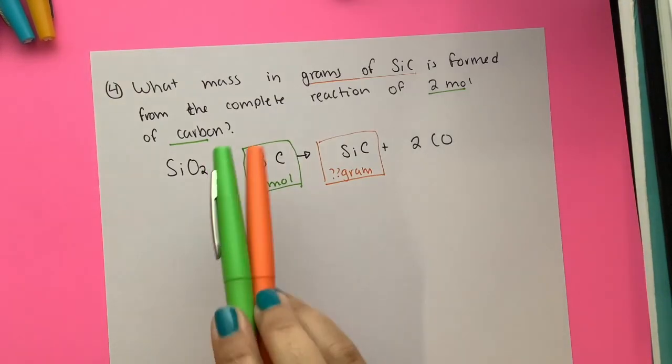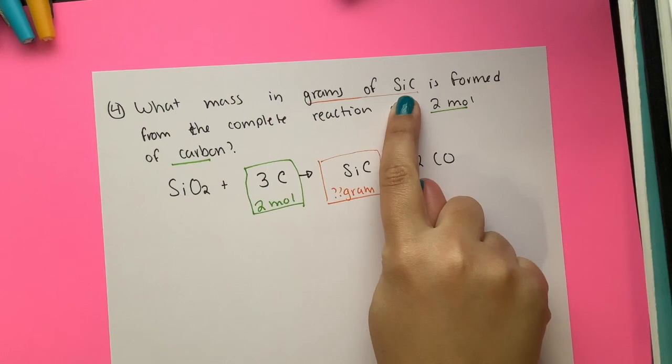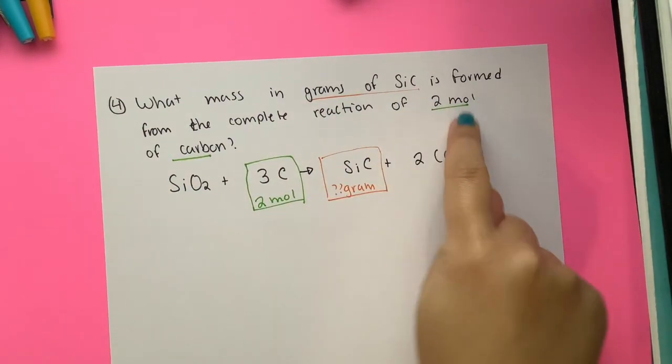Problem 4 says what mass in grams of SiC is formed from the complete reaction of 2 moles of carbon.